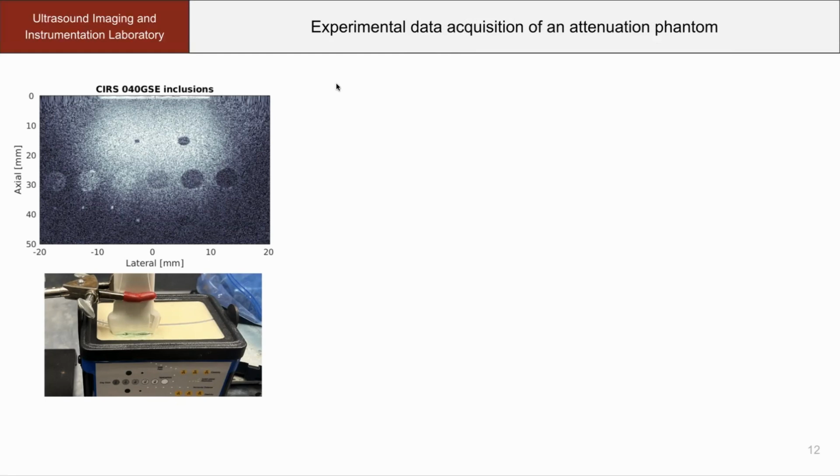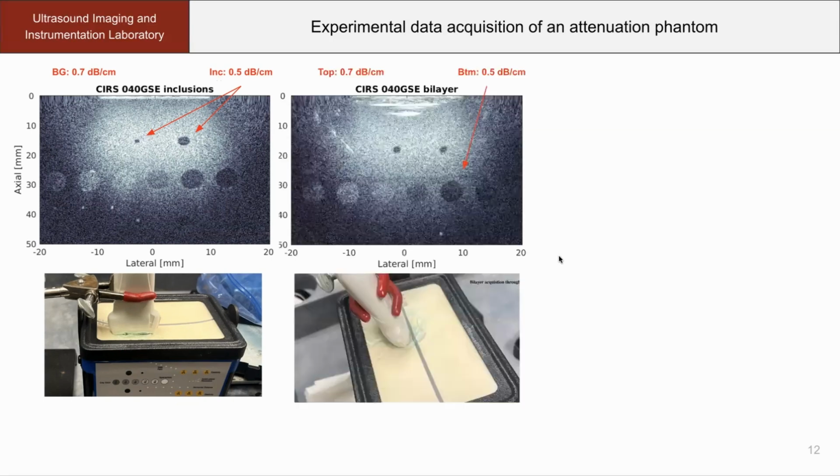The first is the case where we have attenuating inclusions. So the background has a value of 0.7 dB per centimeter per megahertz, and the inclusions have a value of 0.5 dB per centimeter per megahertz here. The second case was where we had a bilayer phantom. So the top is 0.7 dB per centimeter per megahertz, and the bottom is 0.5 dB per centimeter per megahertz. So everything below this line has 0.5.